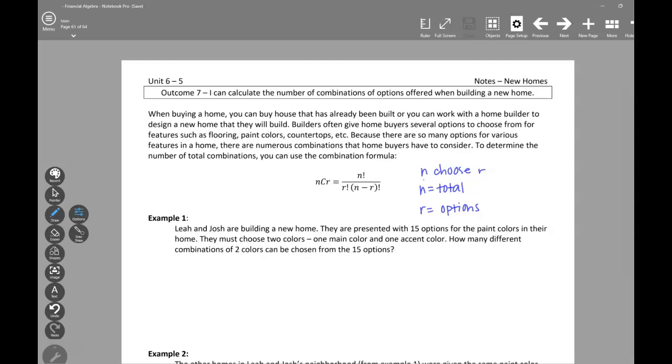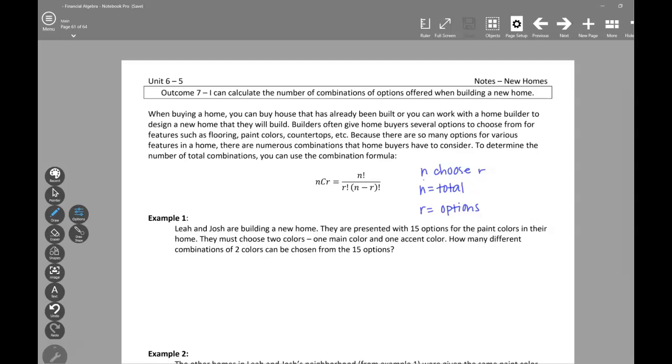So, first example: Leah and Josh are building a new home. They are presented with 15 options for the paint colors in their home. They must choose 2 colors, one main color and one accent color. How many different combinations of 2 colors can be chosen from the 15 options?